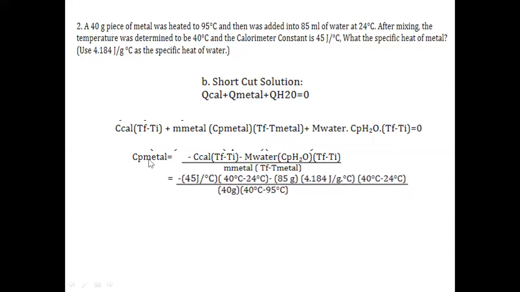This gives us Cp metal is equal to negative 45 joule per degree Celsius times the change in temperature, 40 degrees Celsius minus 24 degrees Celsius, minus 85 grams times 4.184 joule per gram degree Celsius times the quantity 40 degrees Celsius minus 24 degrees Celsius, all over 40 grams of the metal times the change in temperature for the metal, which is 40 degrees Celsius minus 95 degrees Celsius. This gives us a final value for Cp metal, which is the same as the long cut solution, almost 3 joules per gram degree Celsius.